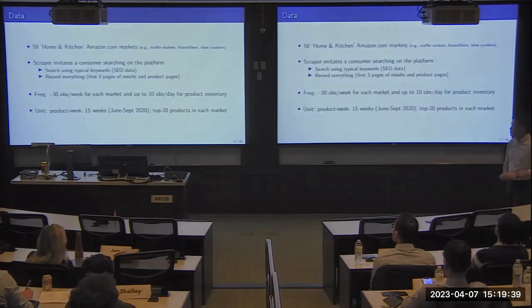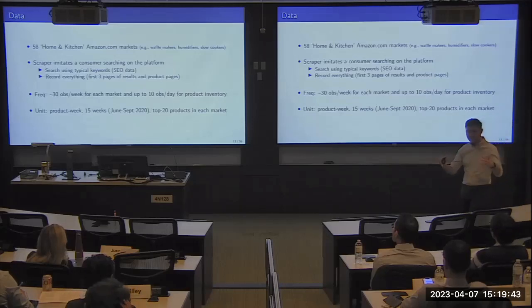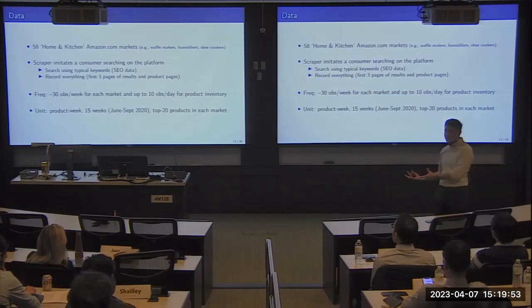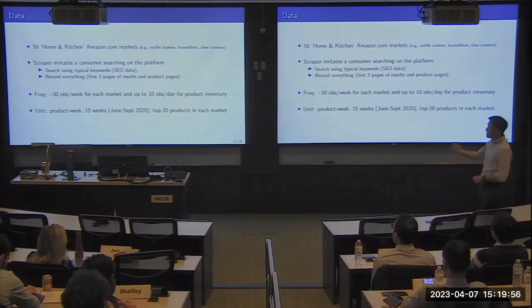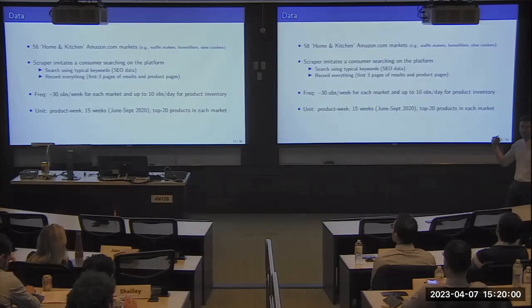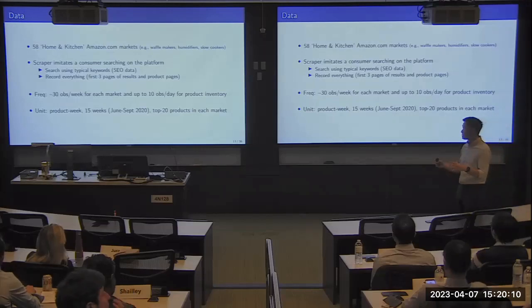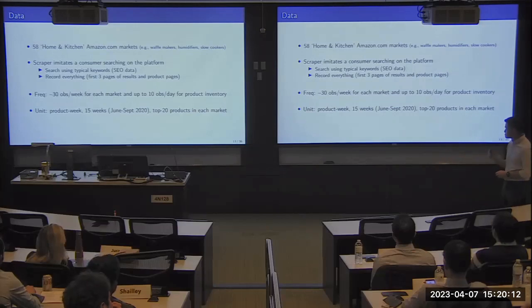Okay, so let me talk a little bit about the data. I've got these home and kitchen markets, so a set of waffle makers is a market. The scrapers are going to imitate the typical consumer using SEO data, so data on what search terms consumers typically use when they're purchasing products. And then it's going to record everything at a very high frequency. I'm going to aggregate that up mainly to the product-week level. That's our unit of observation. It's also restricted to the top 20 products within each market for these 15 weeks.